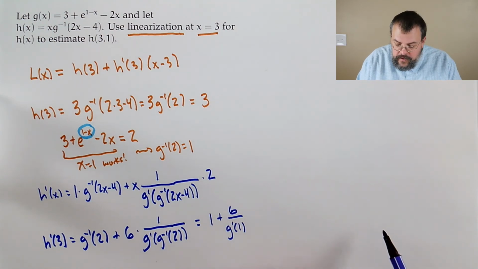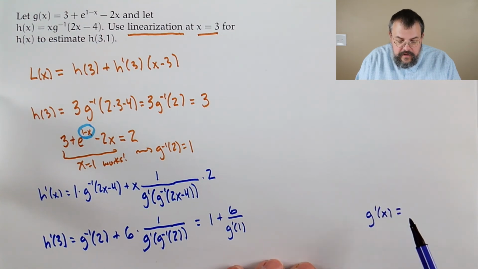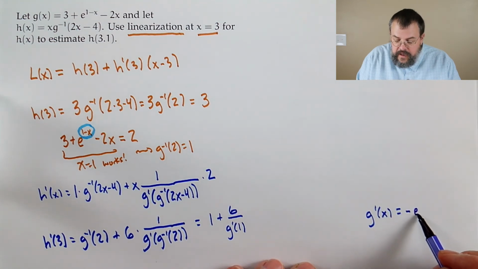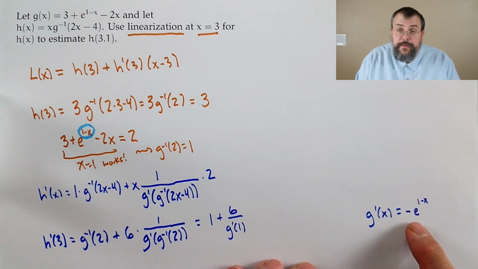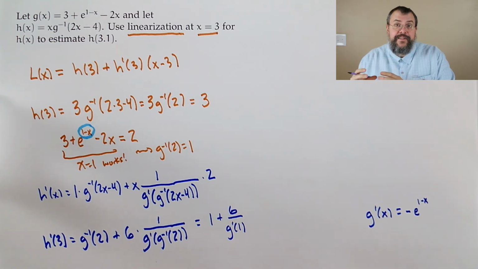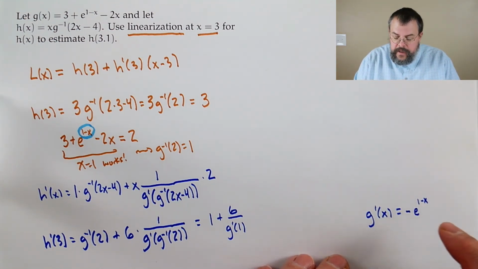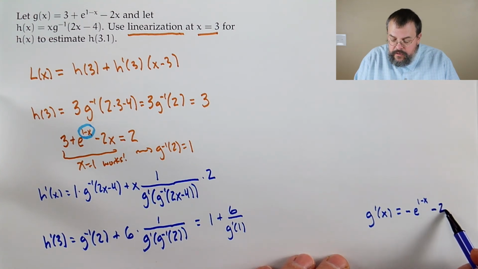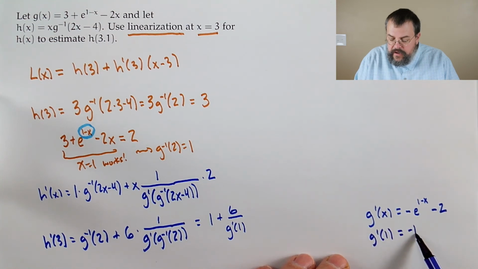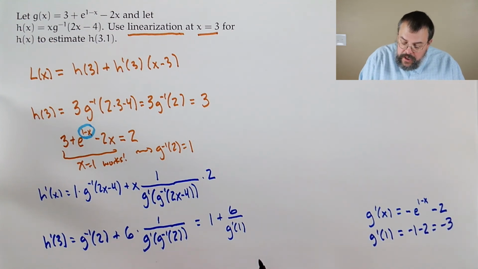Well, let's come to the side, do some work. g prime of x is, the derivative of 3 is 0. Derivative of e to the 1 minus x is minus e to the 1 minus x. And that minus is coming from the chain rule. So the derivative of e to something is e to that something, then times the derivative of the inside. And the derivative of 1 minus x is minus 1. So that minus is coming from the chain rule. The derivative of minus 2x is minus 2. So g prime of 1 would be minus 1 minus 2, which is minus 3. So, all right, that's fine.